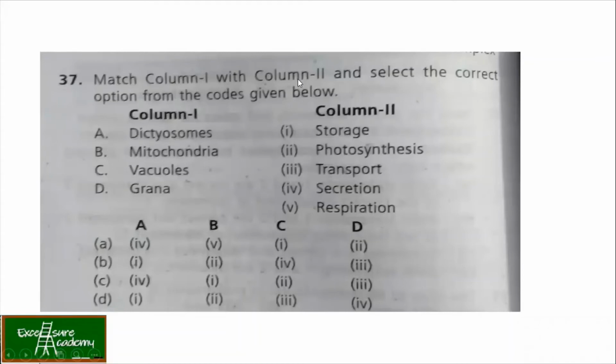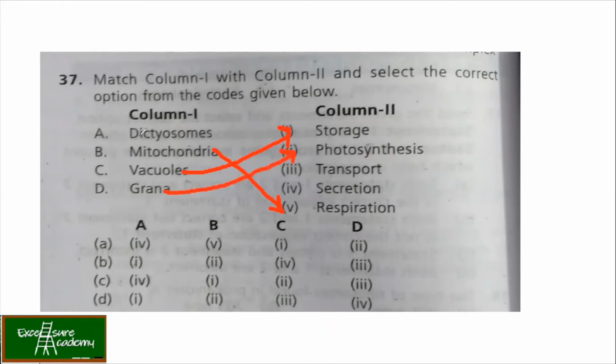Again, match column 1 and 2 and select the correct option from the codes given below. So we have got the dictyosomes, mitochondria, vacuoles, and grana. So we know that these all are present in the plant cell. So let's see what are present in column 2, meant for storage, photosynthesis, transport, secretion, and respiration. Now let's start assigning the column points. So we know that mitochondria is responsible for your respiration. Vacuole is for storage. Okay. Then if we see, grana is for your photosynthesis.